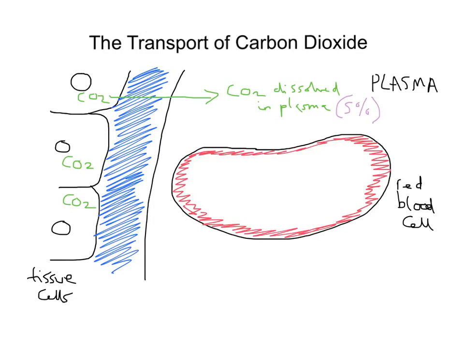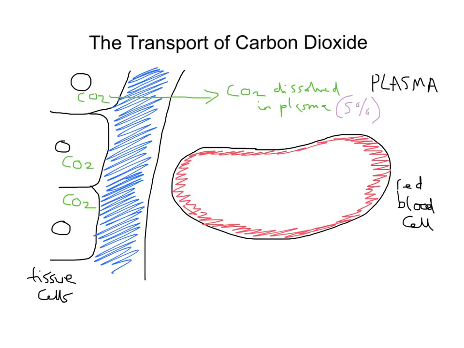Now, we also have carbon dioxide associating with hemoglobin in the red blood cell. Now, the red blood cell I'll sometimes refer to as an erythrocyte. That's its scientific name. So some of the carbon dioxide produced in the respiring cells actually binds with hemoglobin in the red blood cell to form what's called carbaminohaemoglobin. So I'll just say that again, carbaminohaemoglobin. And this process is actually reversed in the lungs.